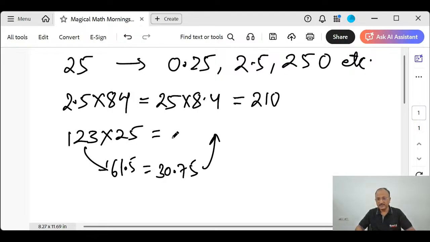Into 100 is 3075. This requires a little bit of practice. What we have learned two classes ago, dividing by 4 we know, correct? Half of this and half of this. That we should know a little more thoroughly. Let's try one more thing.